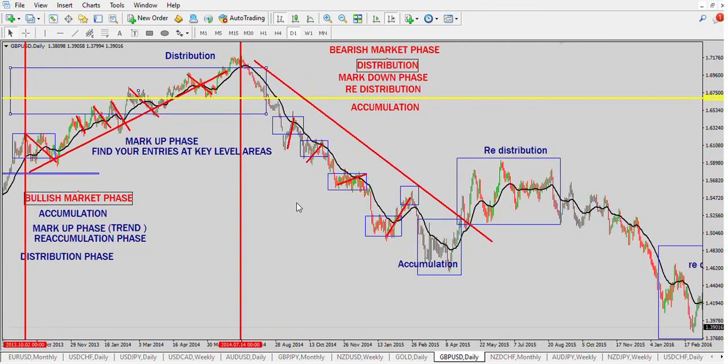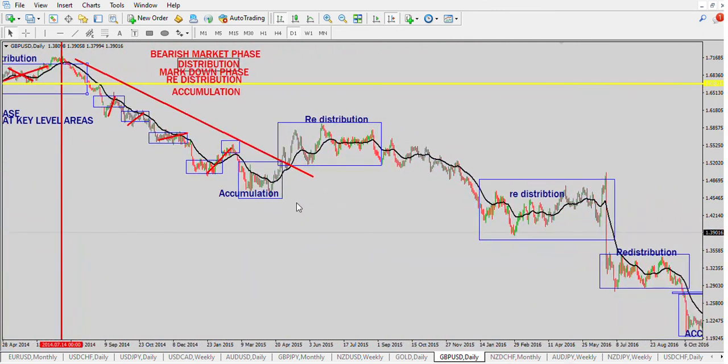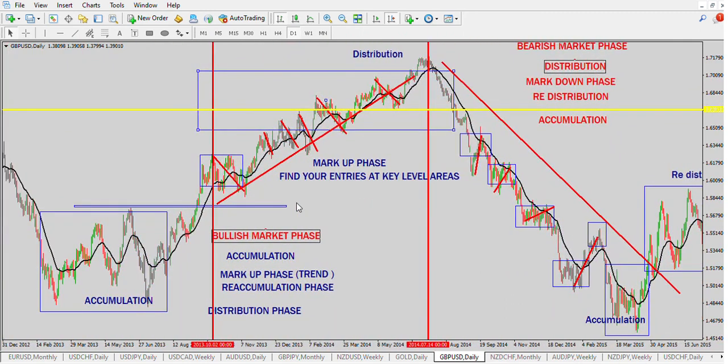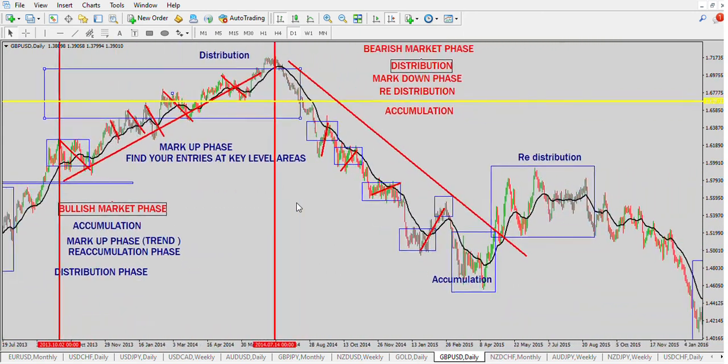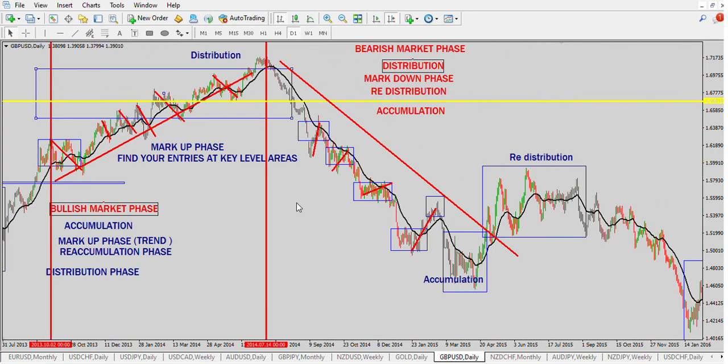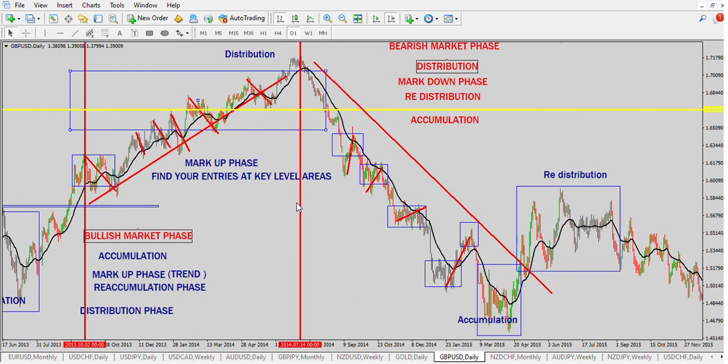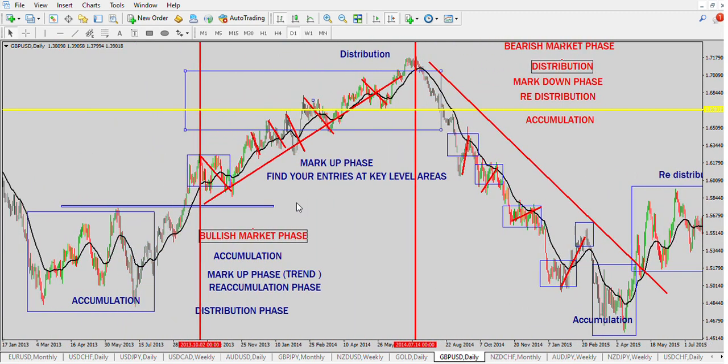So guys, this is it. This is exactly what you want to be seeing when trading using the market phase. The same thing happens in the bearish market phase. It will distribute, it will mark down, it will redistribute, then it will accumulate. So just go down to your chart and start picking up all these levels. Start seeing them yourself. This is the market phase, the movement of the market, either for a bullish market or for a bearish market. Thank you.